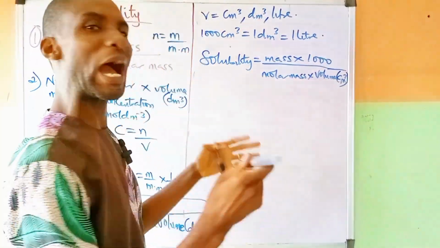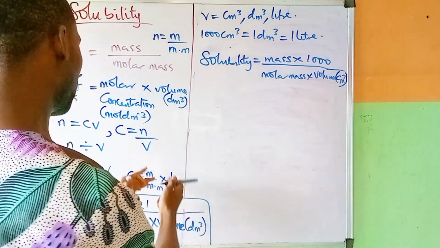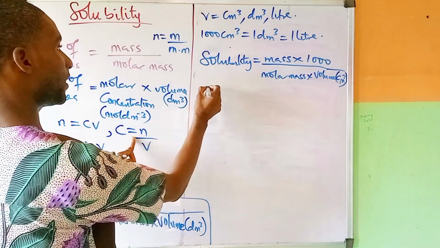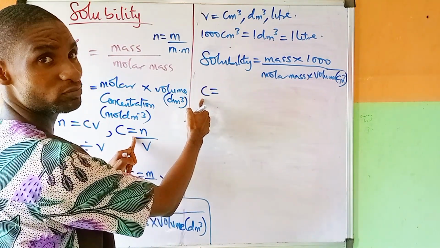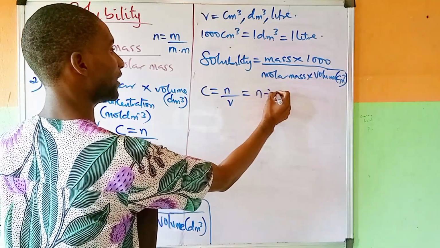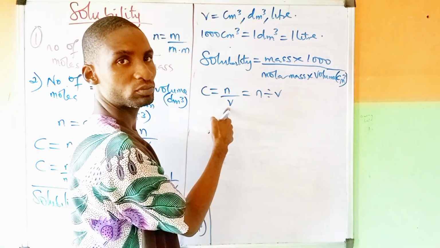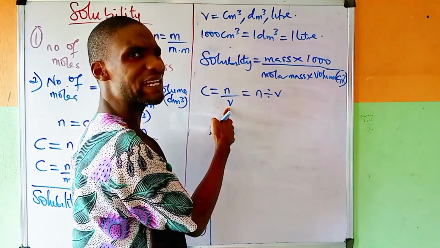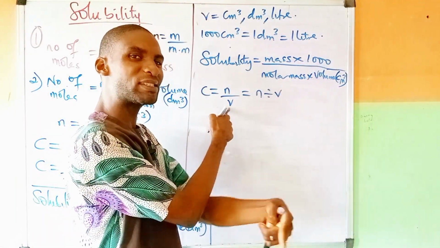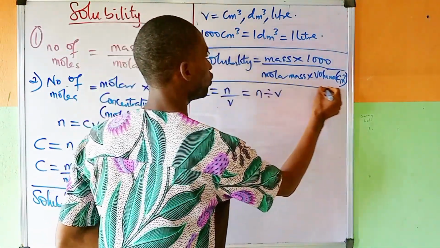So this time around, our volume is in centimeter cube, and the mass is being multiplied by 1000. Why? The reason is simple. If you come back here, you remember that solubility, which is molar concentration, is N over V, and this V is in dm cube. So assuming I was given my V in centimeter cube, I am trying to derive this equation for you.